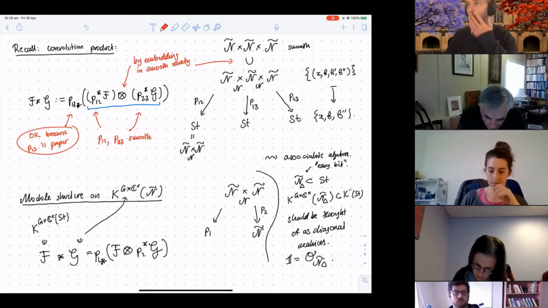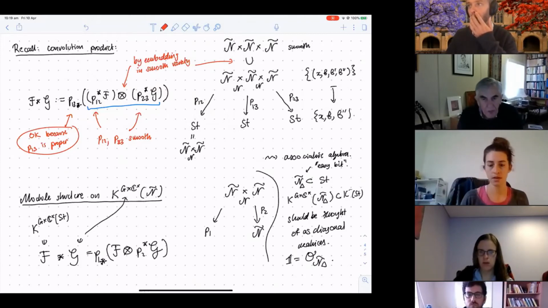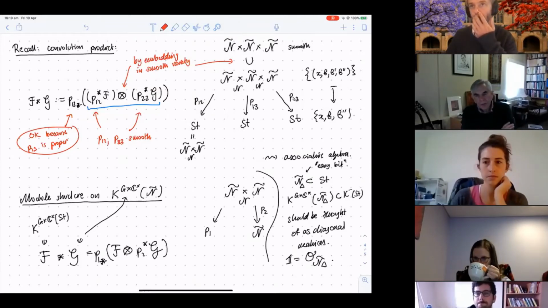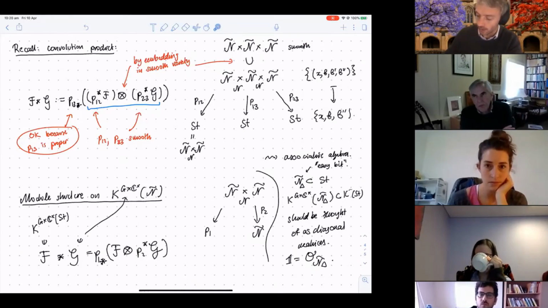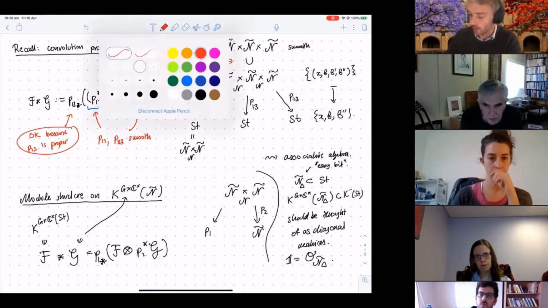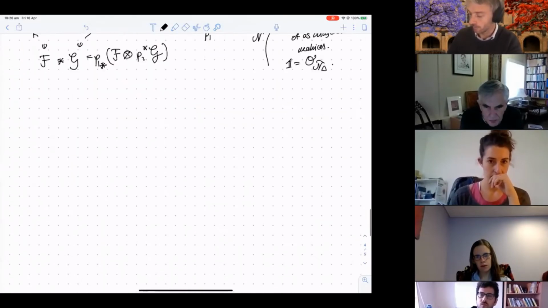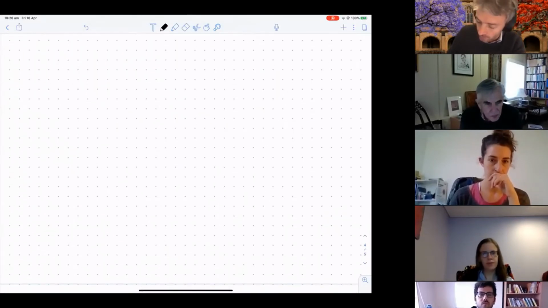Okay. So now I just want to explain what this equivariant K theory looks like. I want to explain what these two, the equivariant K theory of the Steinberg and this guy, look like as vector spaces, and then we'll explore their module structure. So, vector space structure.